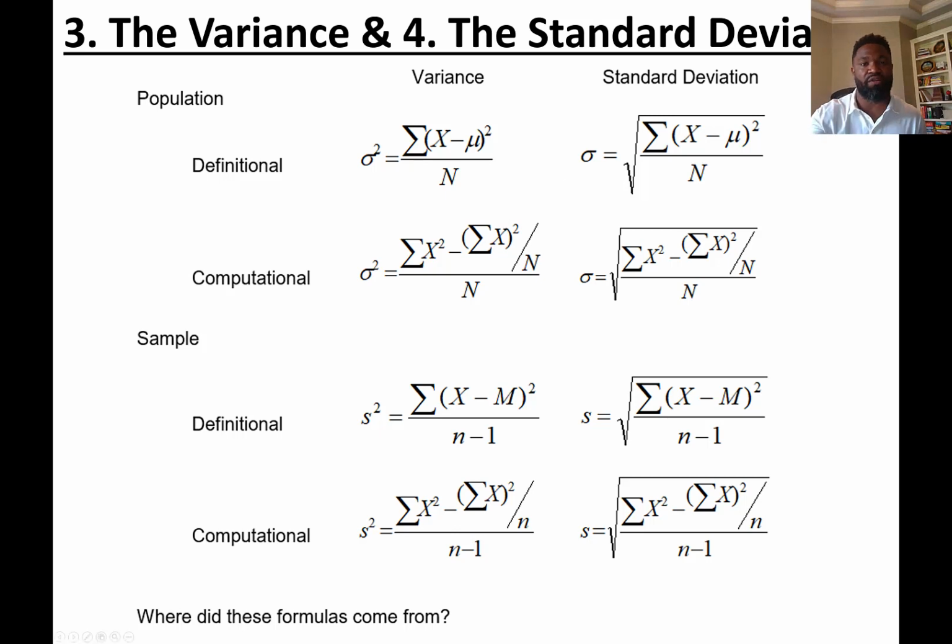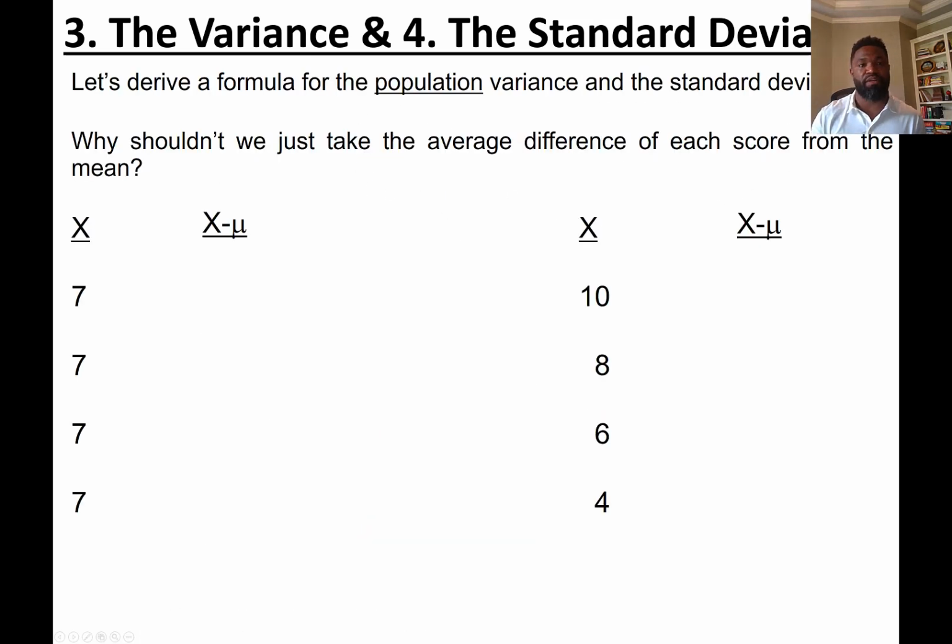And so we're going to get the population variance and the population standard deviation. And we're going to do the definitional formulas, okay? I think that's what we said. So first of all, we should ask, if we want to figure out how different each score is from the mean, why don't we just figure that out? We could get each score and subtract it from the mean and then just add those all together. That seems pretty easy to do, right?